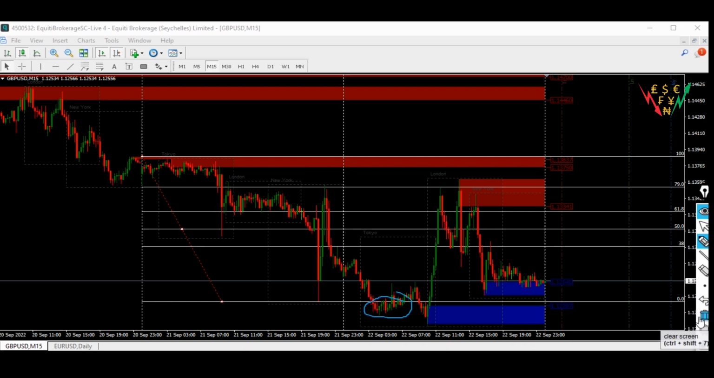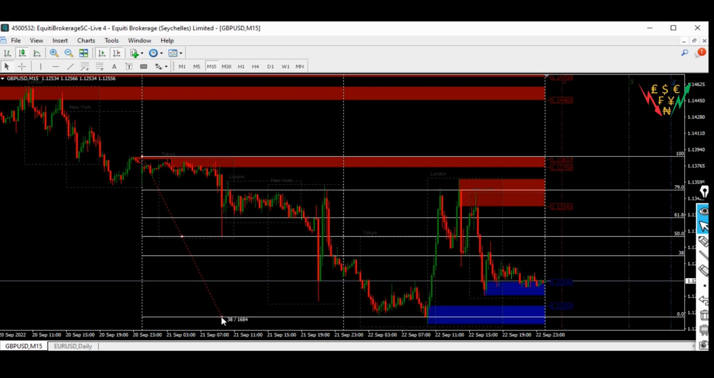Okay, so with that in mind, guys, I simply adjusted my Fibonacci tool from the high of the previous day and of course to the lowest point before the London session, which is just here.